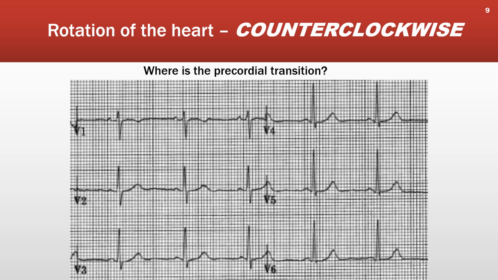Here we have an example of a counterclockwise rotation. Okay, on this ECG sample, where is the precordial transition? If you look in V1, we have a predominantly negative QRS complex. But if you look in V2, we have a predominantly positive QRS complex, so the precordial transition occurred somewhere between leads V1 and V2. There is our precordial transition.